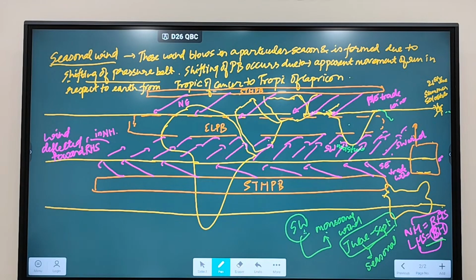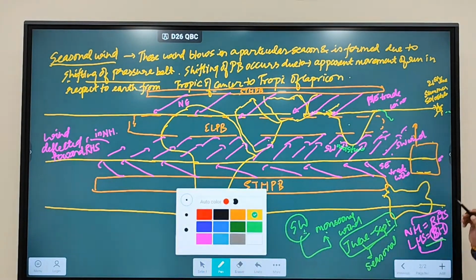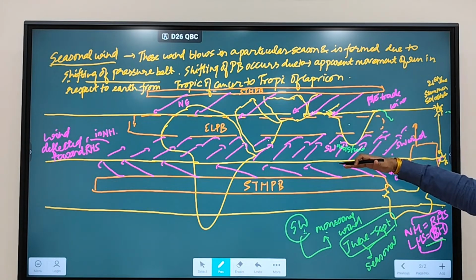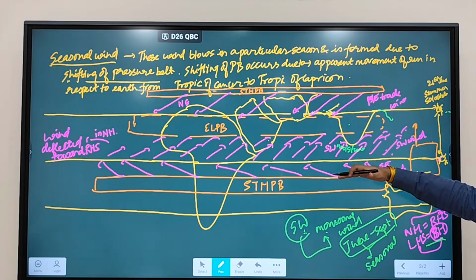So when does the spring equinox occur? September 23rd is the autumn equinox and 21st March is what? Spring equinox. So by 23rd September, what will happen? The sun will come back to this position. By September, the sun will move back from here to here. When the sun moves back, what will happen? Then the equatorial low pressure belt will shift where? At the equator part. It will again shift back to the equator part.